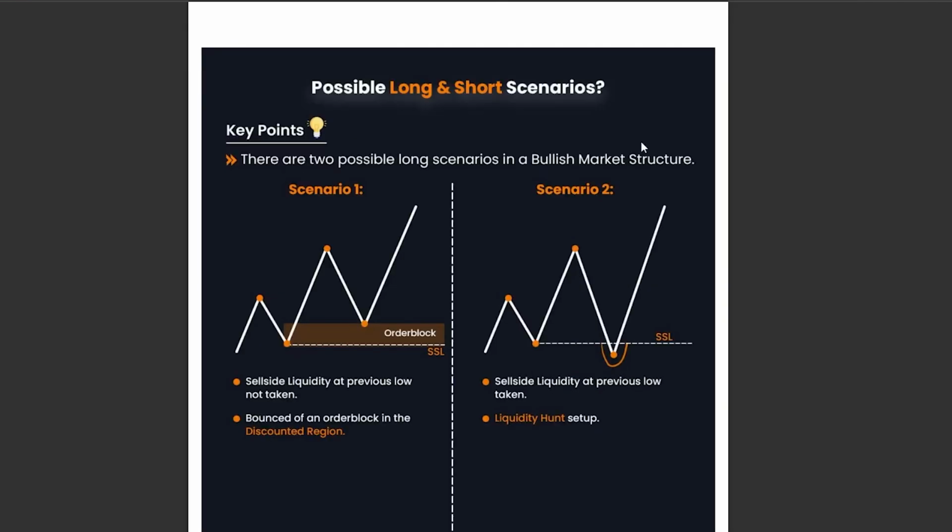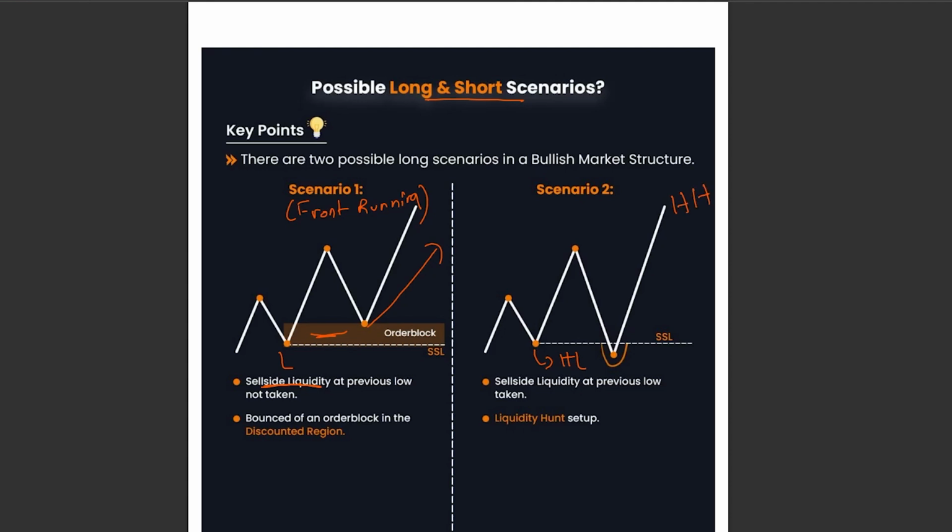Now let's look at possible long and short scenarios using market structure. Firstly, we will look at long scenarios. So there are two scenarios for longing. Firstly, it is the front running scenario. This happens when price is unable to take the sell side liquidity at the previous low and just taps the order block or some higher time frame PD array in the discounted region and bounces towards the higher high. And the second scenario is where the price comes and takes the sell side liquidity on this higher low and then jumps towards a higher high.